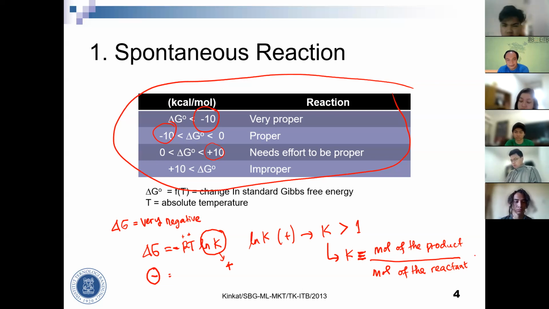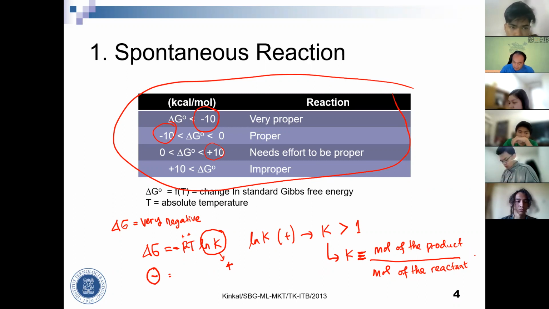That's the logic. Logikanya seperti itu ya. If K is higher than 1, it means that the mole of the product is higher than the mole of the remaining reactant. So it means that most of the reactants are converted to produce the product. Artinya reaksinya berjalan sehingga reaktannya bisa berubah menjadi produk. Gitu.